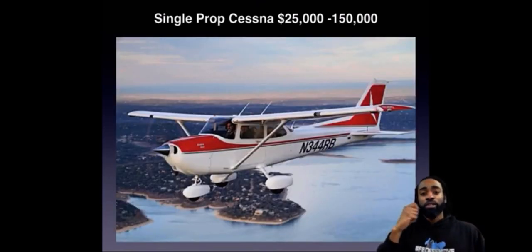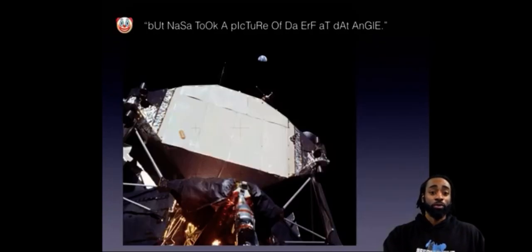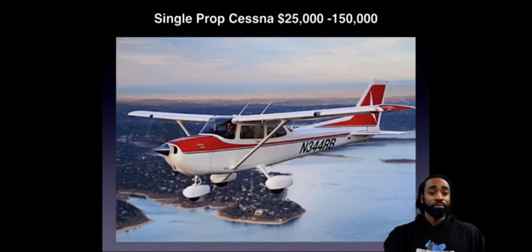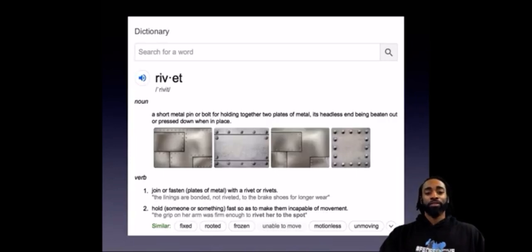Anyway, so let's do a technological comparison here. This is a single prop Cessna. Price range $25,000 to $150,000. Okay, now let's go back. This is the lunar module, $50 million. Okay, single prop Cessna, $25,000 to $150,000. Right. Now let's look at just one thing.